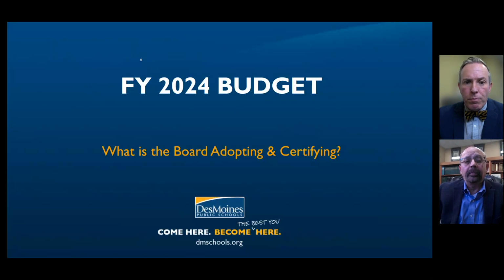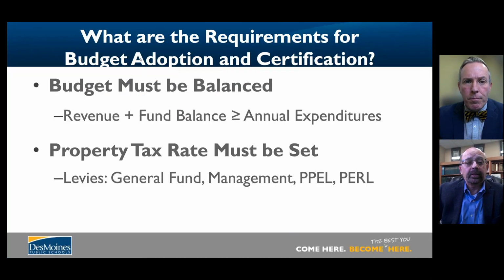So what is the board adopting and certifying here? One of the most critical things is the budget must be balanced, i.e., revenues plus fund balance should be greater than annual expenditures. And as I had mentioned, if that is not the case, we can be challenged by the state and they could come over and start running the district. And the second is we need to set the property tax rate.